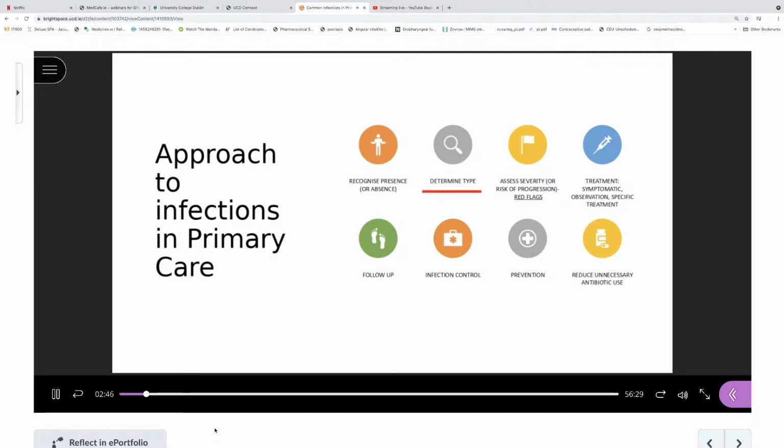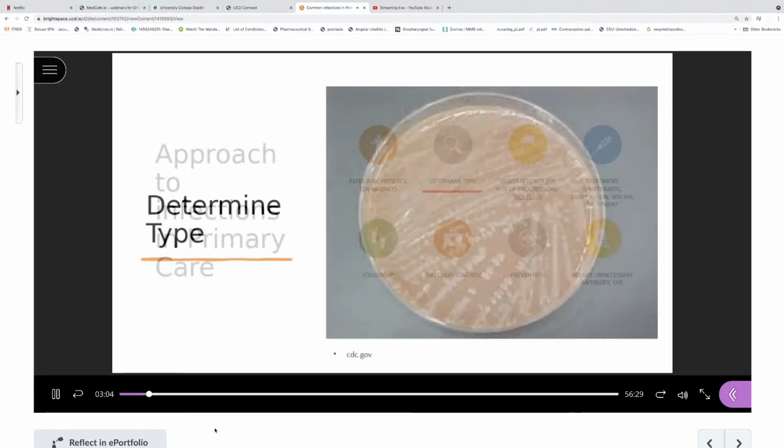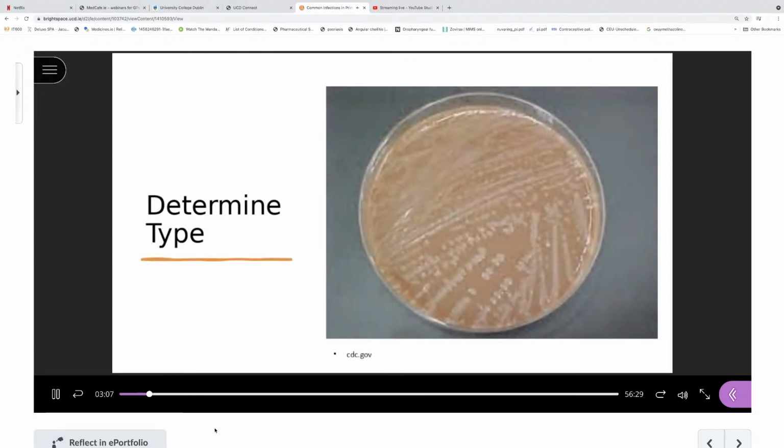Once we have decided there is infection present, we must attempt to determine the type and whether it is viral, bacterial, fungal, or otherwise. It's not always easy to do, but we must use our clinical judgment, so the history, the physical examination, and sometimes we need other assistance to help us determine the type in the guise of microbiology. So it may be appropriate to send a sample, whether that be sputum, urine, or a swab, to the microbiology lab for microscopy, culture, and sensitivity. And it really depends on the context whether or not that is necessary.